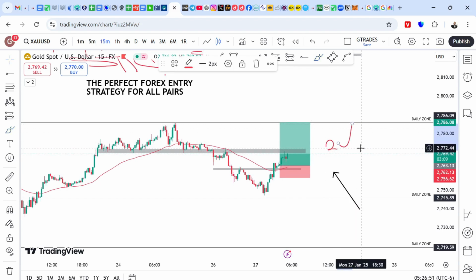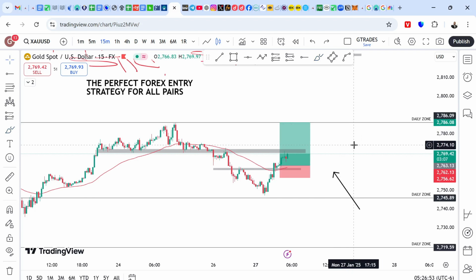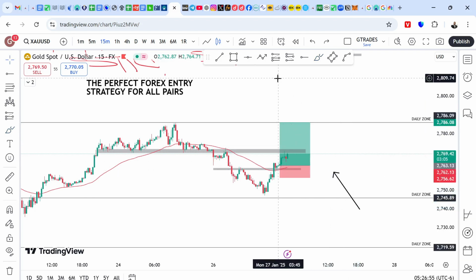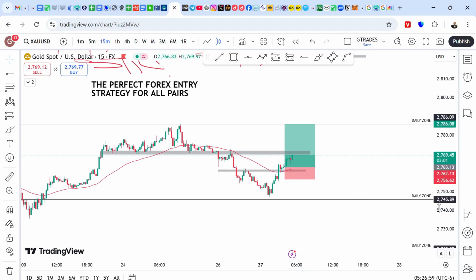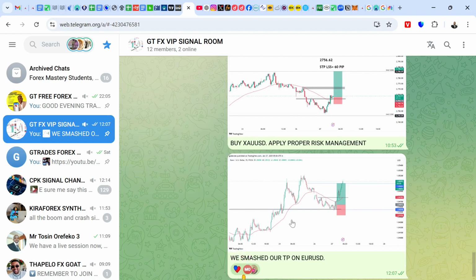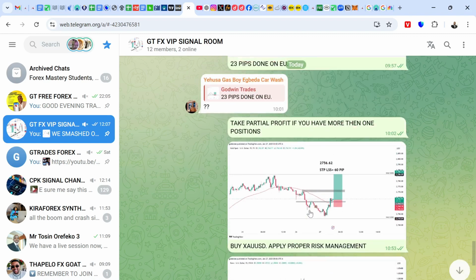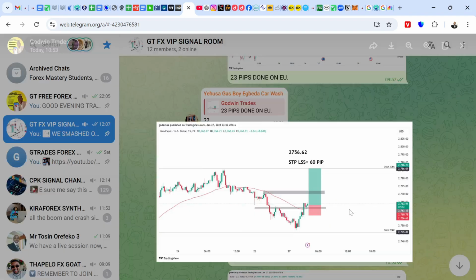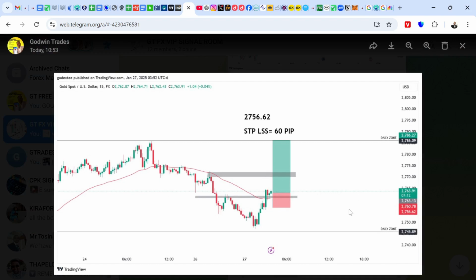Before you go in on a trade, you need at least 2 or 3 confluences before you can actually go on a trade, right? And I didn't just use this particular strategy on gold. We just smashed TP on Euro USD. Let me quickly show you the signal this morning. You can see my people are happy. They made money. This is the Euro USD trade today, being 27 as I'm recording this video, which is on Monday of January.